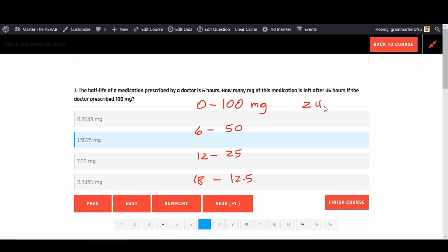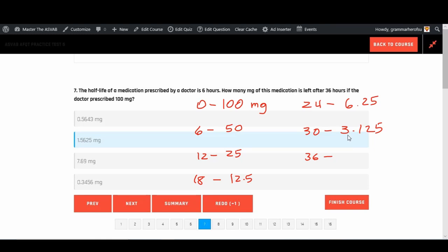The next amount is 24. Half of 12 and a half, that's going to be 6, and half of 5 is 2.5. Okay? Now we're going to go to 30. We're almost at our 36 mark. Half of 6 is 3. Half of 25 is 12 and a half. Okay? All right, so now we're at 36.